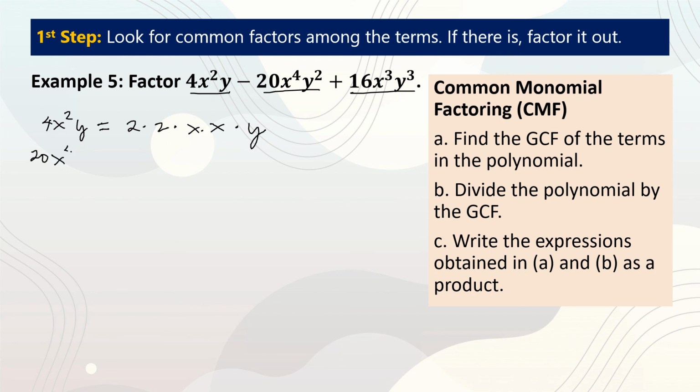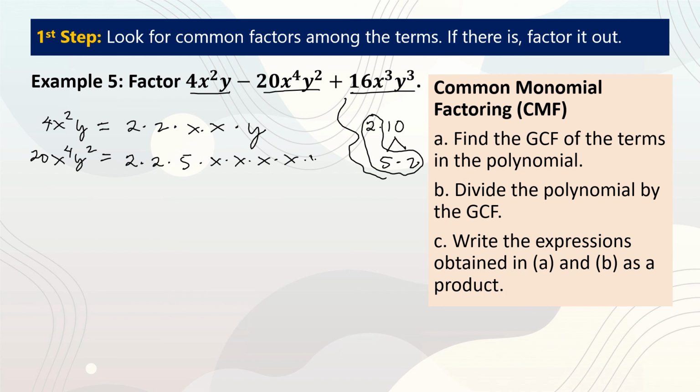Second term is 20x to the power 4, y squared. 20 you can think of as 2 times 10. But 10 is not a prime number because you can still divide it by 5, not just 10 and 1. So you can still break down 10 as 5 times 2. That's the prime factorization of 20, so that's 2 times 2 times 5. Then x to the power 4 is x times x times x times x. Y squared is y times y.